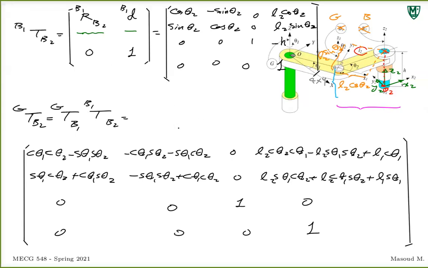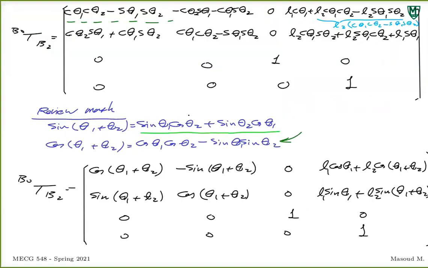Let me double check this one element. Sine theta 1 cosine theta 2 plus cosine theta 1 sine theta 2 minus sine theta 1 sine theta 2 plus cosine theta 1 cosine theta 2. So you can simplify this, right, similar to what we did here before. I will get this to work eventually. Okay.